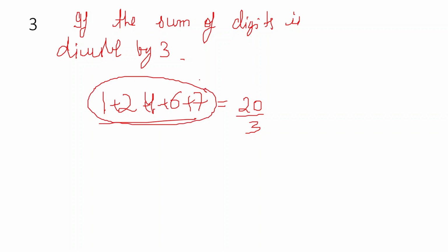This is a very simple rule. I hope everyone got it. If the sum of the digits is divisible by 3, then the number will be divisible by 3. If the sum of the digits is not divisible by 3, the number will not be divisible by 3. This is the basic rule. It's not difficult, it's a simple thing.